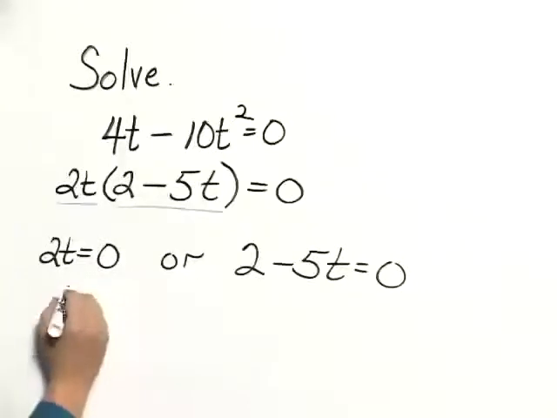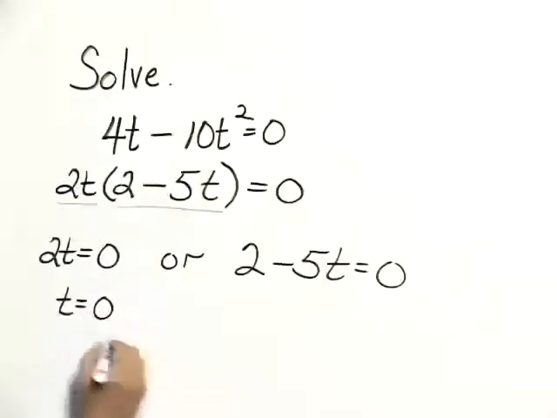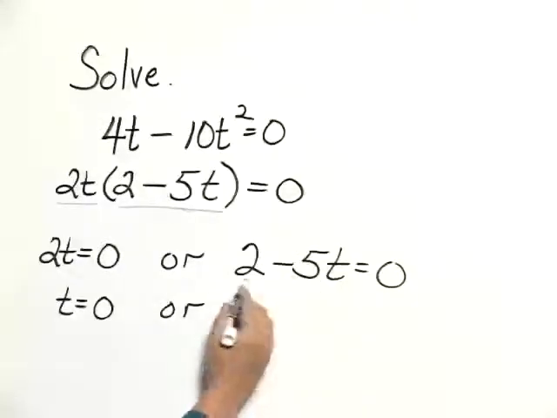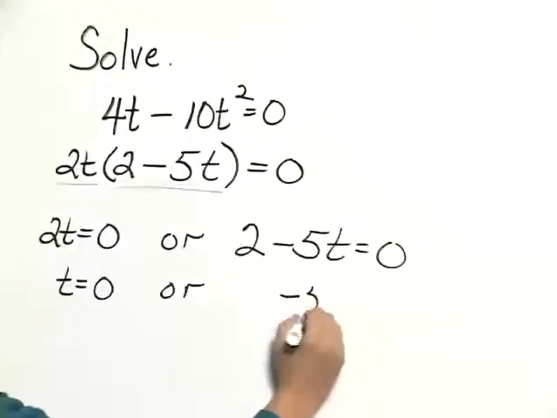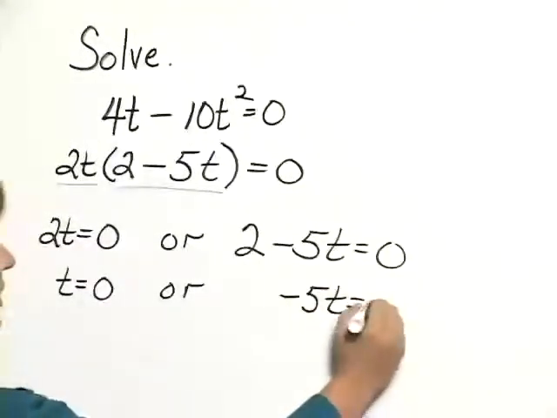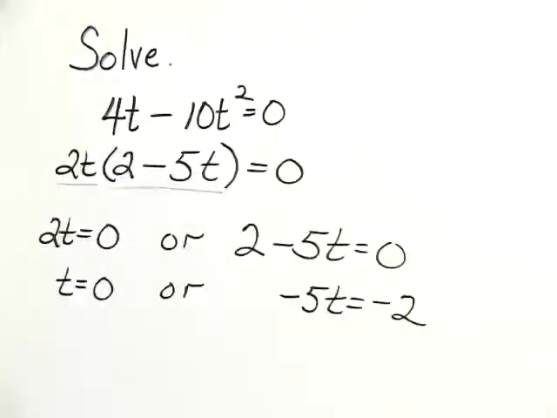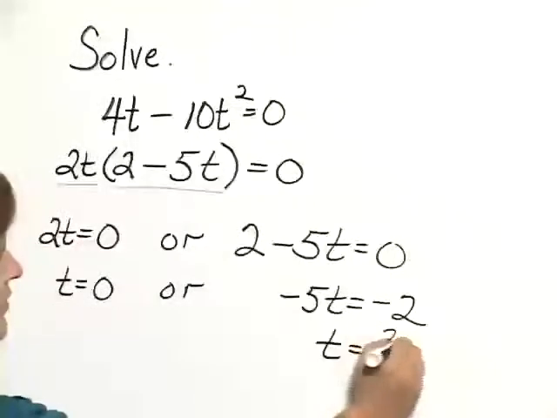If we divide both sides by 2, we get t equals 0. And here we also want to solve for t. Subtracting 2 from both sides gives us negative 5t equals negative 2. Dividing both sides by negative 5 gives us t equals 2/5.